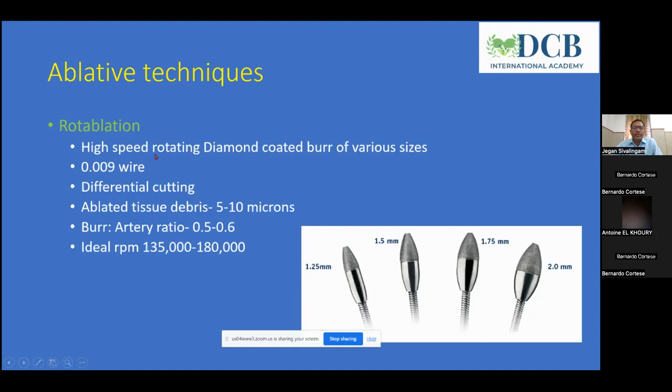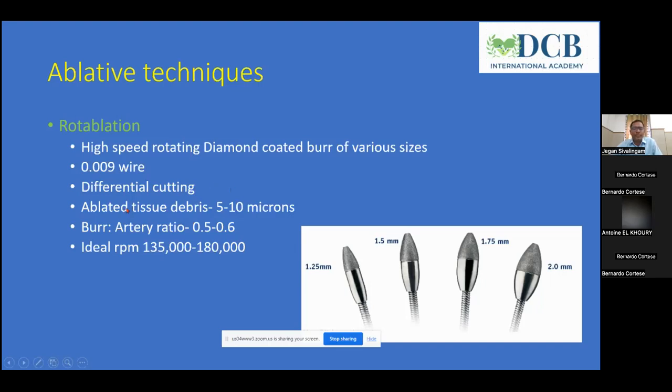It is like a high speed rotating diamond coated burr. So this is the diamond coated burr. It starts at 1.5 millimeter, and there are sizes available up to 2 millimeter, 2.5 millimeter also. The peculiar feature is the wire is a 009 wire. The ordinary coronary wire we use is 014, but it needs a special 009 wire, and it works on the principle of differential cutting. That is, it ablates the hard calcium surfaces, whereas the normal elastic coronary tissue doesn't get affected by this.